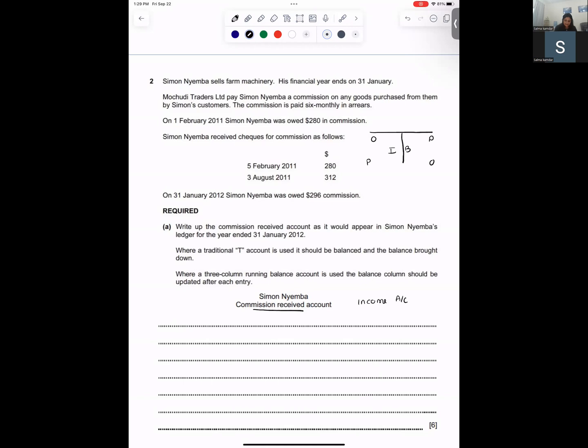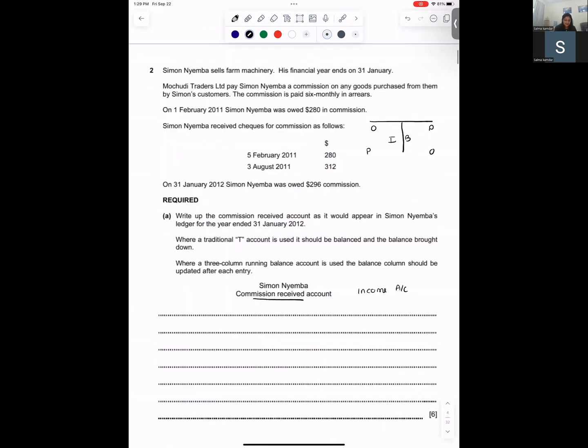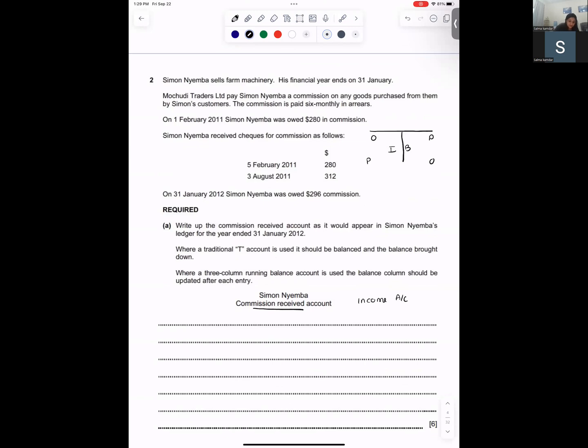And let's see what's ahead. I have to prepare an income account. I have to prepare an expense account. So we will see income account. OPOP IB. Outstanding on the first day, prepaid on the first day, outstanding on the last day, prepaid on the last day, income for the year, money received during the year.